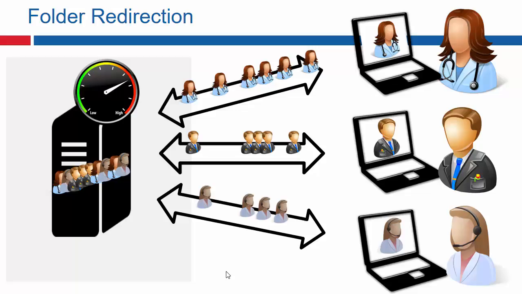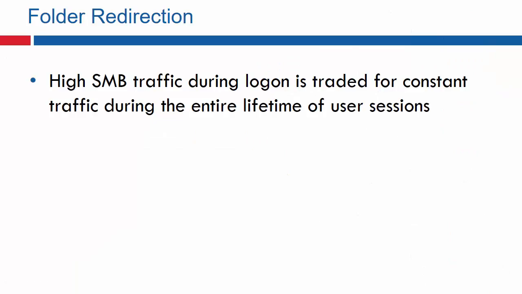Now, if you could advance to the next slide, let me summarize folder redirection. Basically, when we enable folder redirection, we trade. If we log on traditionally with a roaming profile, we have a lot of SMB traffic during the logon because all the files have to be brought in. With folder redirection, we don't have that. So that's certainly a big pro. So if you could click just once. So fast logons, that's great.